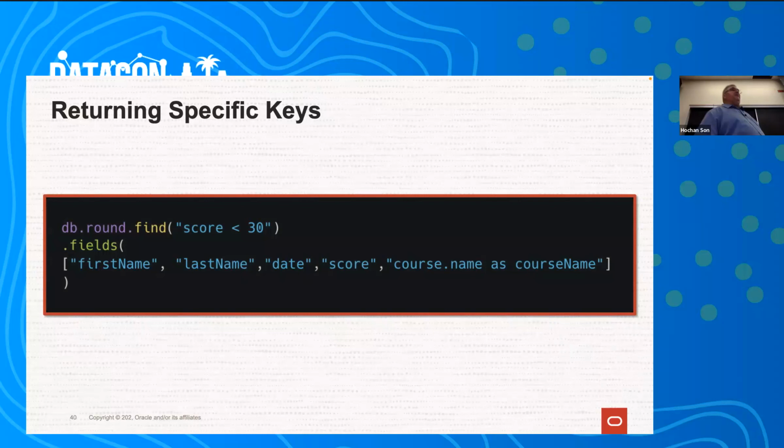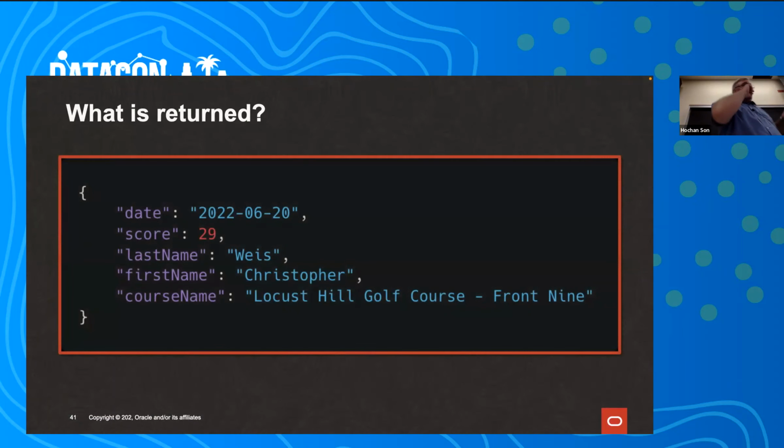If you want to return specific keys, you use the fields method, and you pass in an array of the values that you want returned. And one thing to note here, if you look here, it says course.name as course name. So you can actually put aliases in the fields list. You can also do aggregate data in the fields list, which I'm going to show you soon. And you'll see here, this is what's actually returned. It's just a shorter version of what we had, and it's only the keys that we defined.